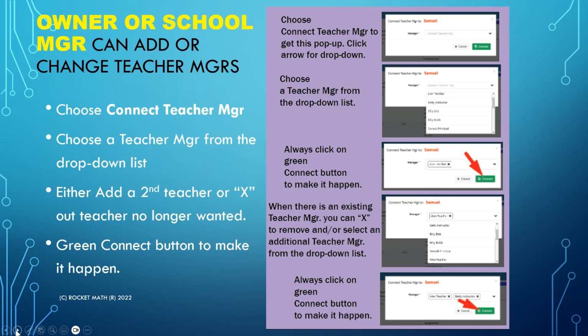Like everything else, you select Connect Teacher Manager and get a pop-up. Click the tiny arrow to reveal the teacher choices and pull down the list to the teacher manager desired. If there is an existing teacher showing in the pop-up, that teacher can stay or be removed with the little X in the corner of their name. More than one teacher can be added. Hit the green Connect button for it to happen.